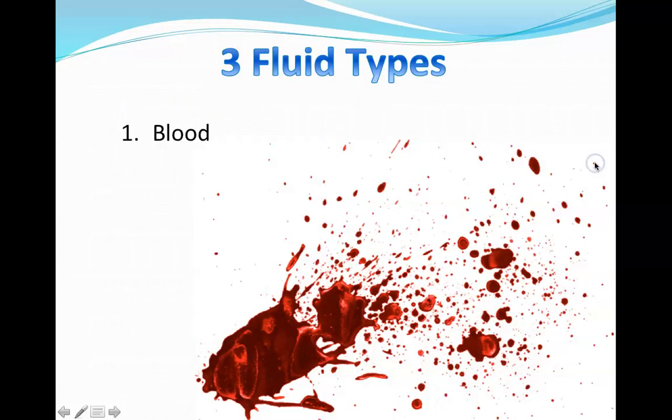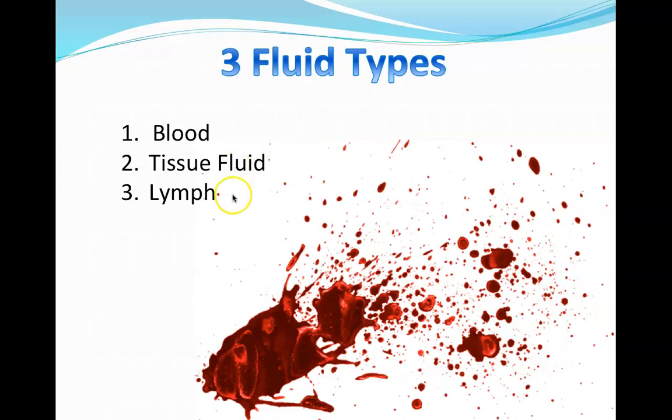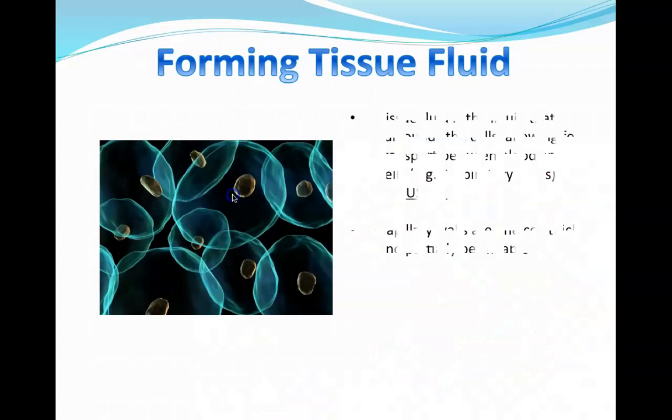Okay, so we've got 3 fluid types in the body. We've got blood, then we've got tissue fluid, and we've got lymph. So blood travels in our arteries and our veins, our blood vessels. Let's say we've got oxygenated blood in the arteries. Once it leaves the capillaries, it becomes tissue fluid. Then, from tissue fluid, we then get lymph, and we're going to go through that today.